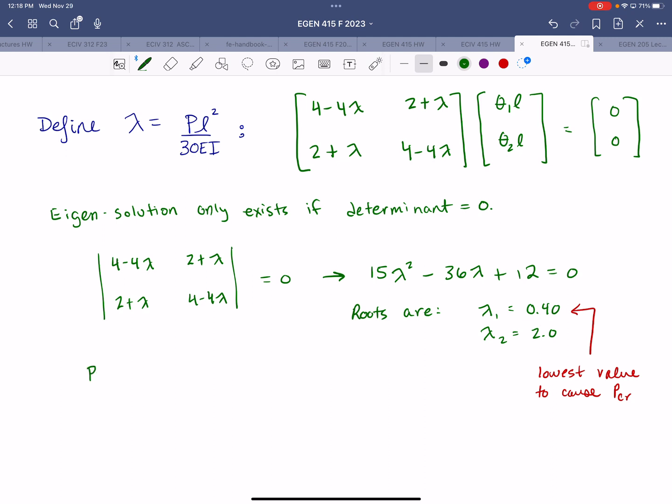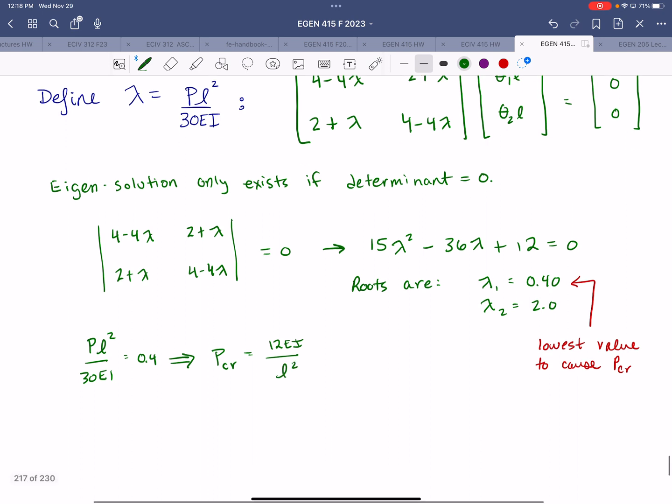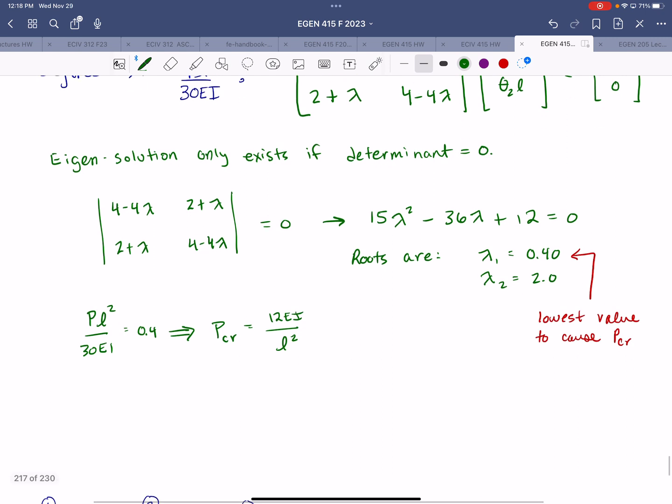So looking at that lowest value, that means PL squared over 30EI, which is what we defined as lambda, is equal to 0.4. So that means our first critical buckling load is equal to 12EI over L squared. All right, so that represents the finite element solution using just one element.